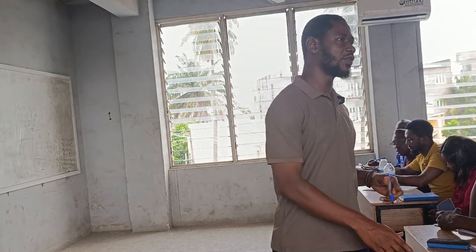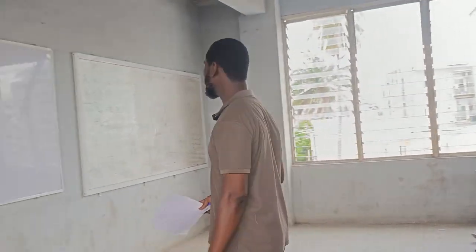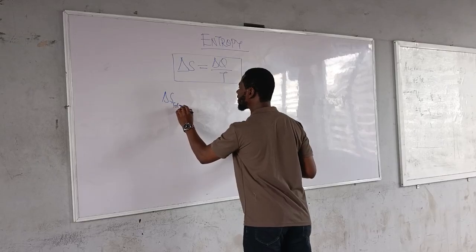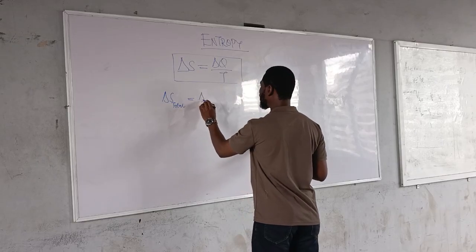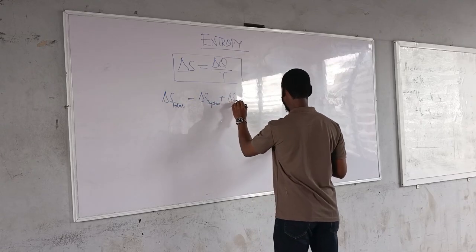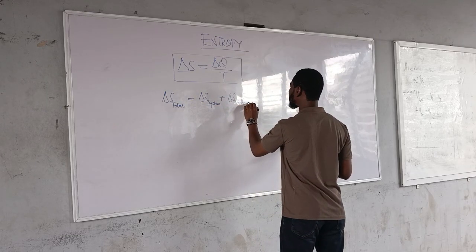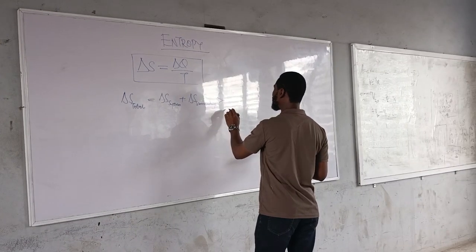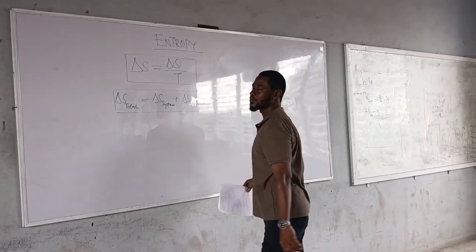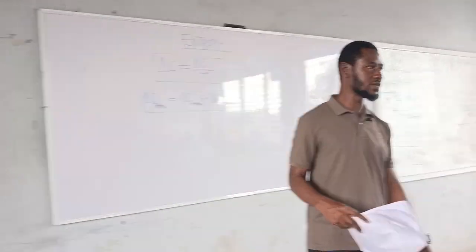The last one, we are going to look at the entropy change in heat transfer across a finite temperature difference. And the entropy change is expressed mathematically as change in S of the total system equals change in S of the system plus change in S of the surroundings. In this case, it is greater than 0 when we consider a finite temperature difference.